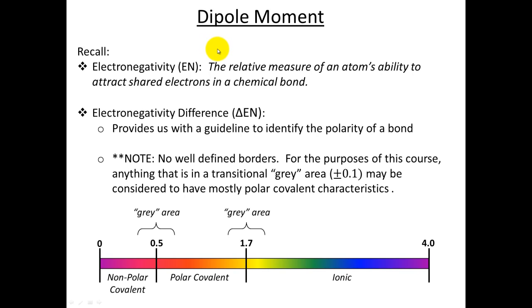In this video tutorial, we'll be looking at the dipole moment. Put simply, that is a measure of the polarity of a chemical bond, or alternatively, the overall polarity of a particular compound due to its molecular geometry.